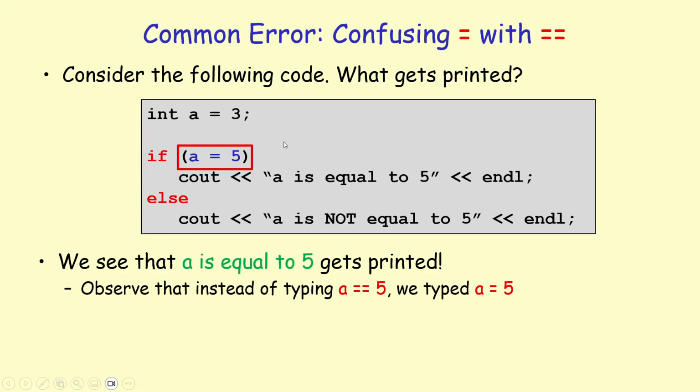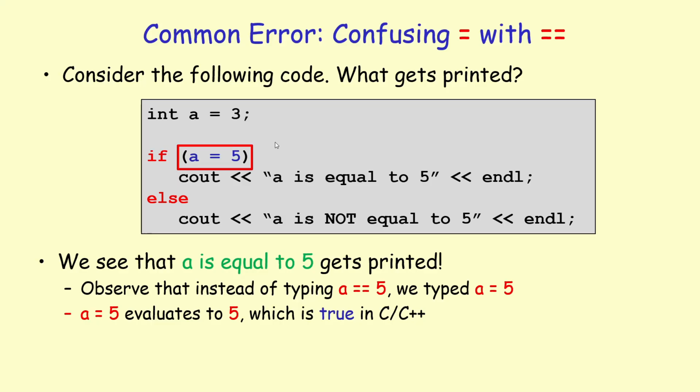So what happens is when the compiler evaluates this expression, it's going to say, okay, this is an assignment operator, and it's going to change the value of a to 5, right? So it sets the value of a to 5, and it also evaluates to 5, which is a true statement in C++. Remember, any non-zero value is considered to be true. So the compiler says, okay, this is true, so I'm going to execute the if part of the statement. So that's why you're seeing a is equal to 5. Although the value of a at the beginning is 3, it is changed to 5 in here, and then the statement evaluates to true.